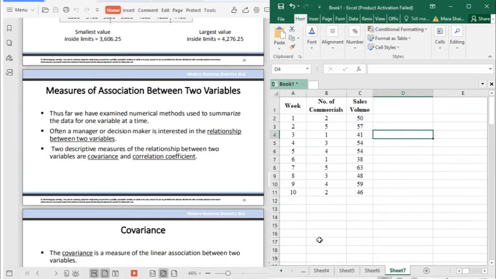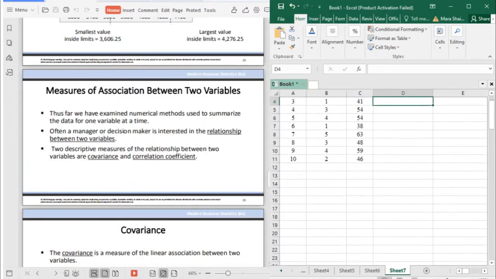So meaning, he is testing if the commercials have an effect on the sales of the business. That is what he wants to test. So that is why we are already dealing with two variables. In this case, again, we have a data set comprising of 10 observations, so one observation per week. So first, let us start with the covariance.